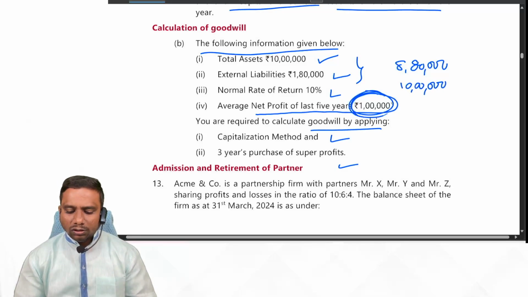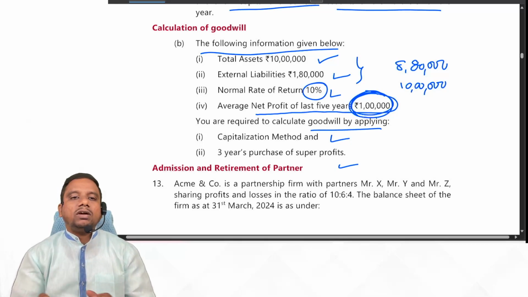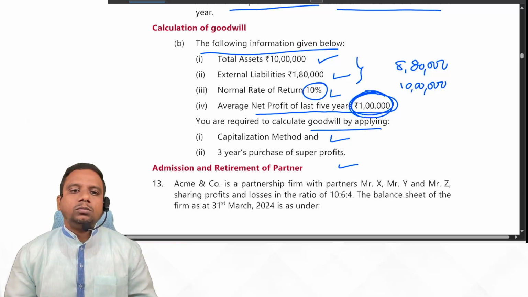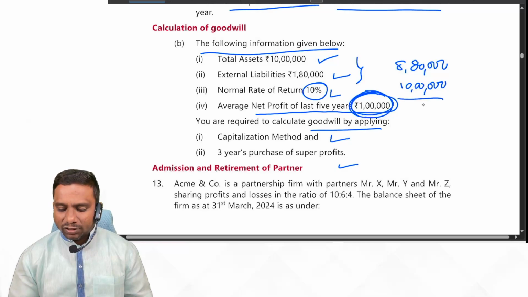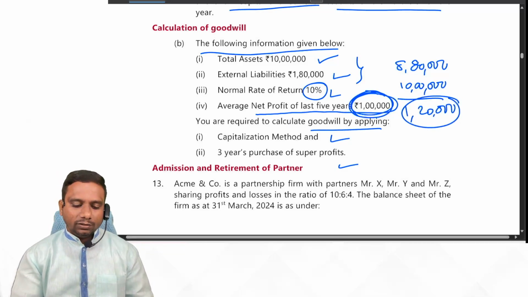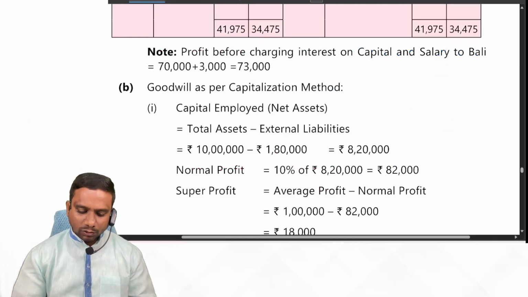It is nothing but this: to earn this much profit of 1 lakh at a normal rate of 10%, how much capital do you have to invest? So make it 100%, 10 lakhs. So what is the difference here? 1 lakh 20,000. This 1 lakh 20,000 is nothing but your goodwill. That's it. Simple calculation. Right?